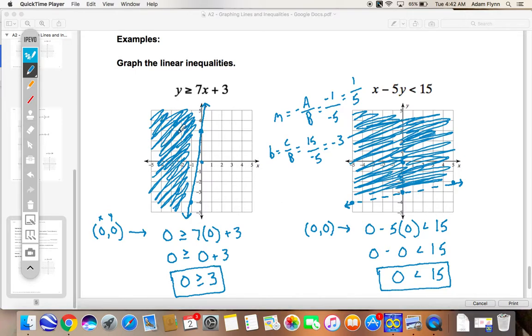And of course, it doesn't matter how much you shade, as long as you've demonstrated that you understand which side of the line to shade and what kind of line you need, dotted or solid, you will be all set.